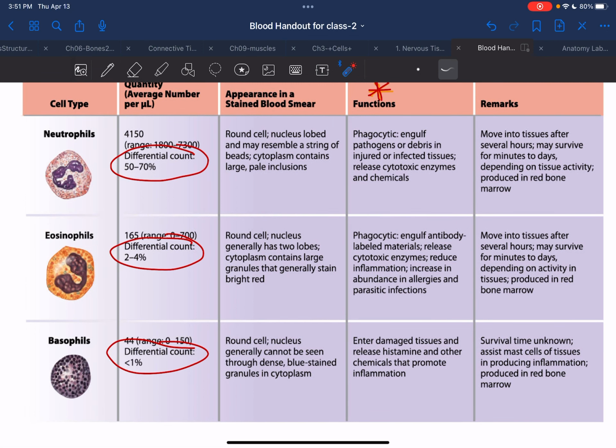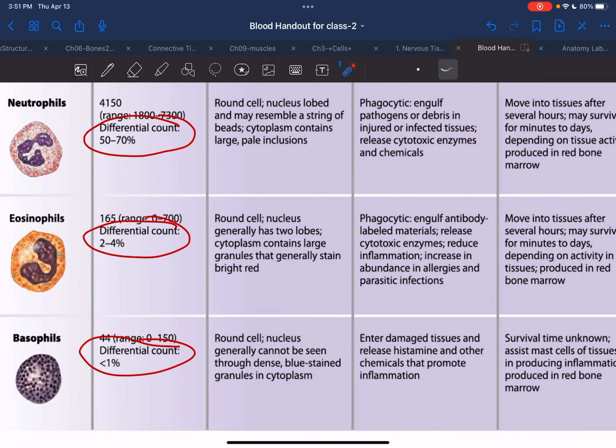Eosinophils. Eosinophils attack parasitic worms. And here it is, parasitic worms. I say worms because most of them are worms, but otherwise that's not necessarily true. Parasitic infections, pardon. Parasitic infection.